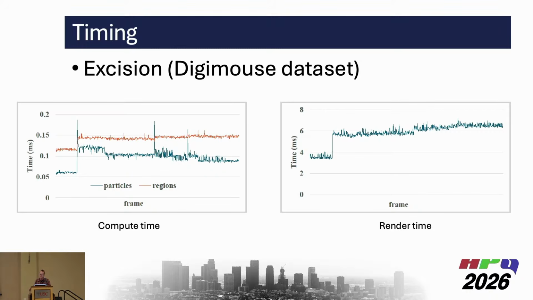This is the performance of the excision shaders. We excised 3 structures from Digimouse, starting with the liver. Being a large organ, it resulted in a large increase in the number of visible splats and a corresponding increase in render time. Excising other smaller structures resulted in a more moderate increase in render time.